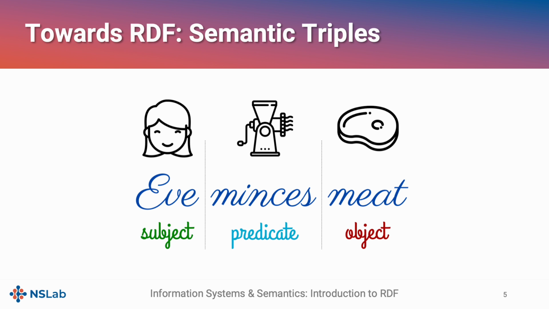We can see that it has three parts: subject, predicate, and then object, which is really simple, but as we will see later on, it's really versatile and flexible. And such a semantic triple consists of these three elements and is actually a basis of RDF.